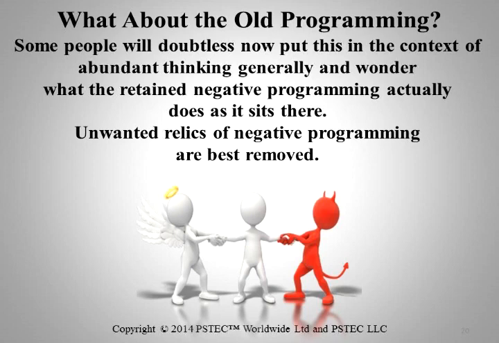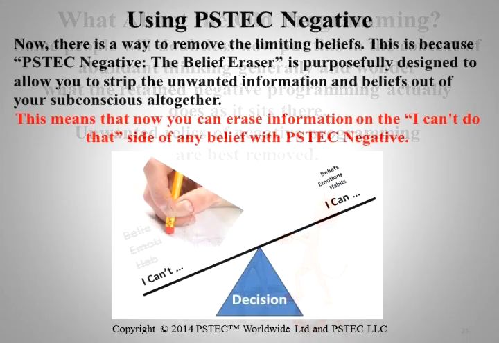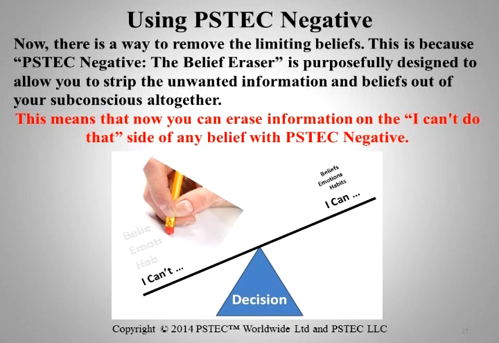You've already touched on this. Using PSTEC Negative, we remove the limiting beliefs. It's a belief eraser, and it's designed to strip out that unwanted info and those beliefs out of the subconscious altogether. Before, we were piling on PSTEC Positive just to tip it to the right, to the I can side, despite the heaviness on the left side, which in that metaphor involves a little more effort. This, to me, makes it easier, so I don't have to apply quite as much effort on the right side.